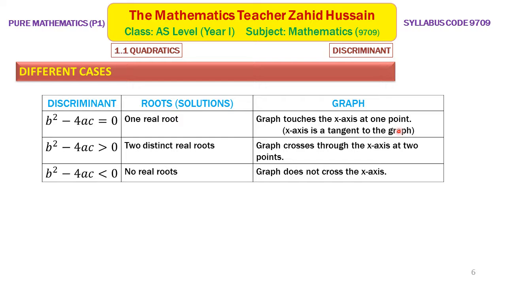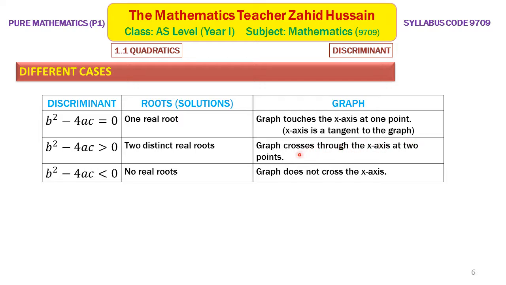You know the graph of a quadratic function is a curve, and we know that a line that touches the circle or curve at only one point is called a tangent. So if discriminant is equal to 0, then there will be one root and the graph will touch the x-axis at only one point. And we can also say that the x-axis is a tangent. When it is said that the x-axis is a tangent to the function, it means there is only one solution of the equation. And if b square minus 4ac is greater than 0, then the equation will have two distinct real roots. That is, the graph crosses through the x-axis at 2 points.